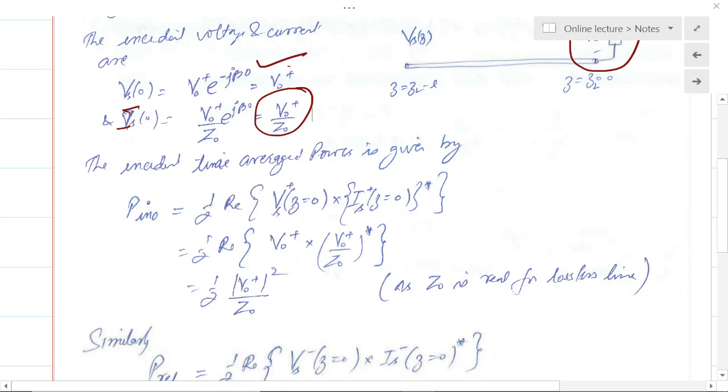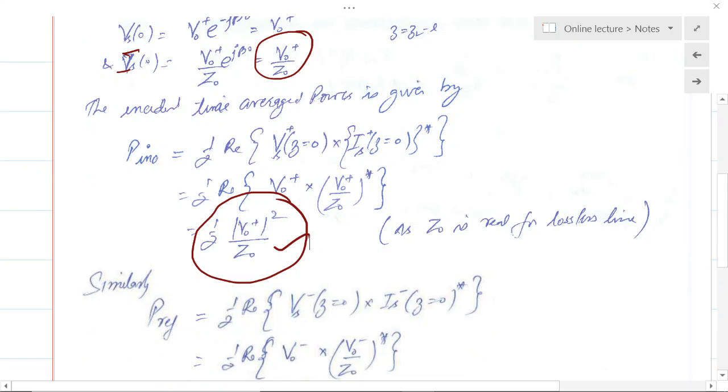So when you take the real part, V at z equals 0 is V naught plus, and current will be V naught plus over Z naught. When you take the real part of this, you will get P incident, half V naught plus whole square by Z naught. Generally we will consider the lossless line, so Z naught will be real for the lossless line here.